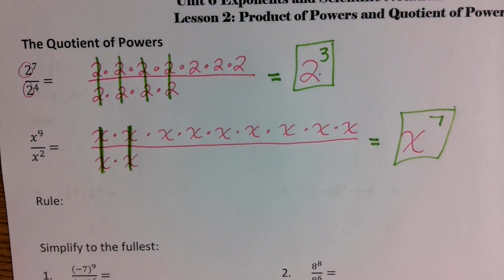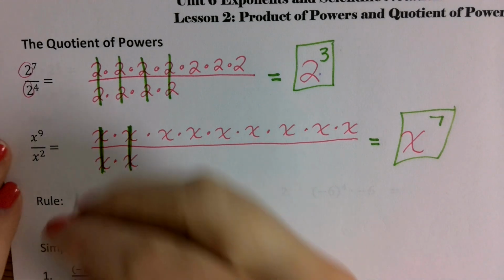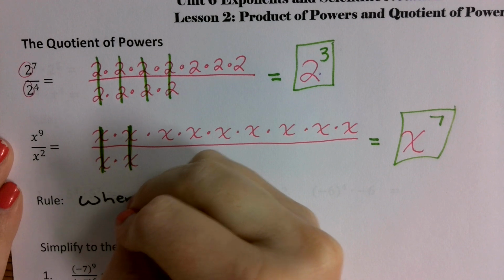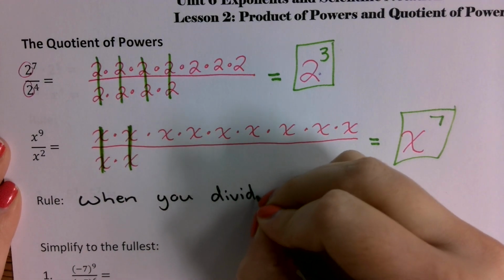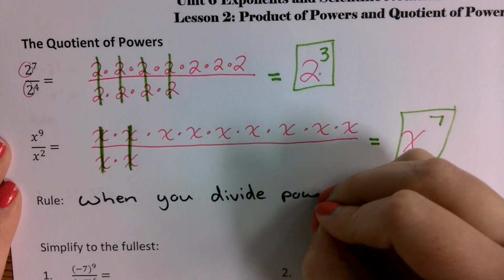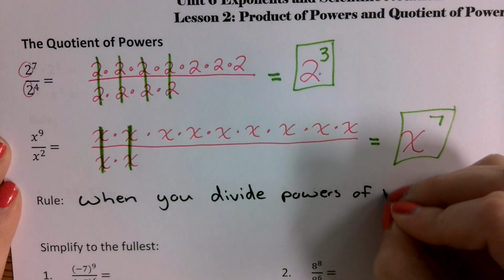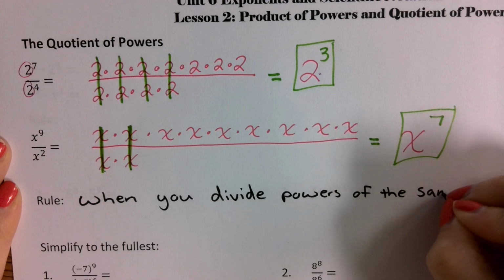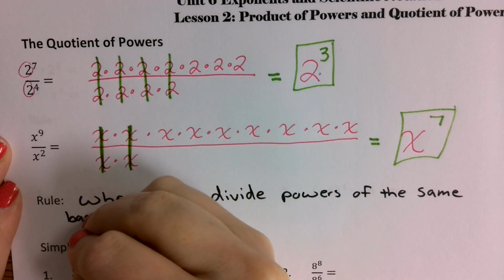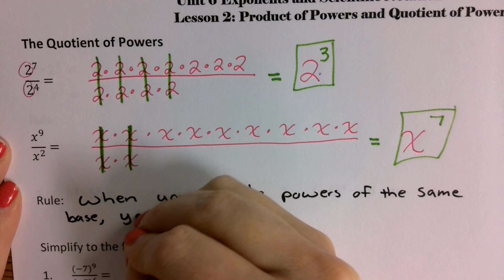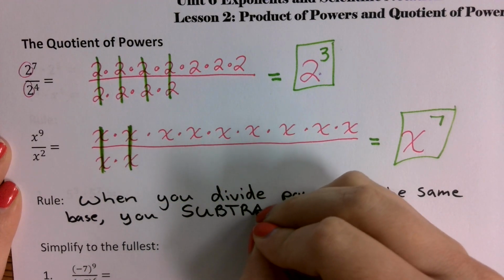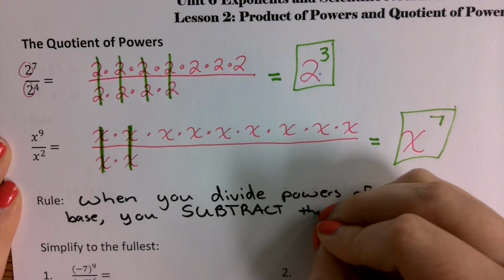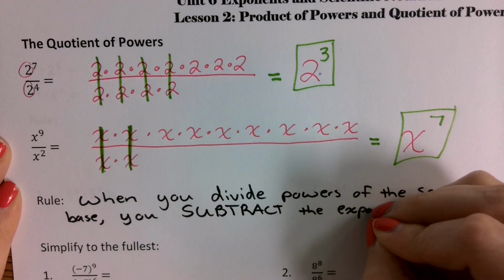So like we did before, when you were multiplying, you added the exponents. When you divide, if you happen to be dividing powers of the same base, then you subtract the exponents.